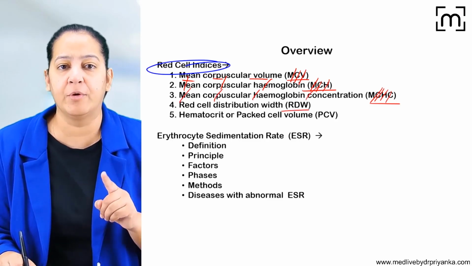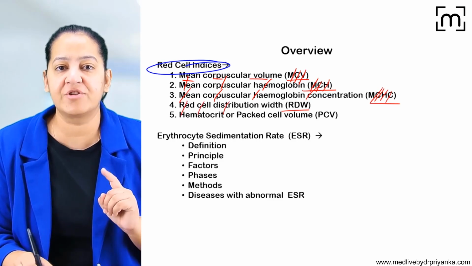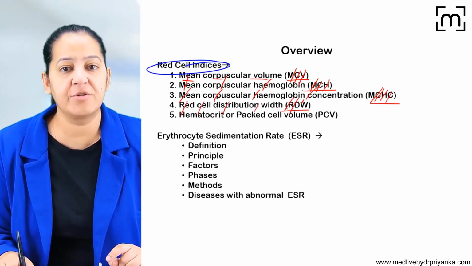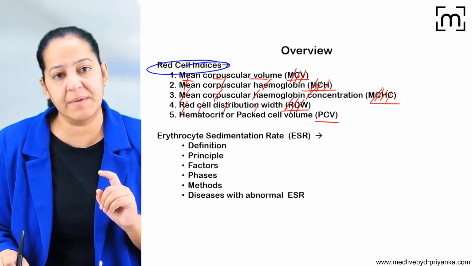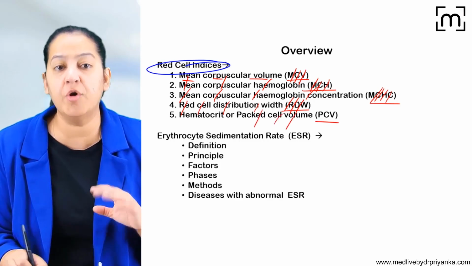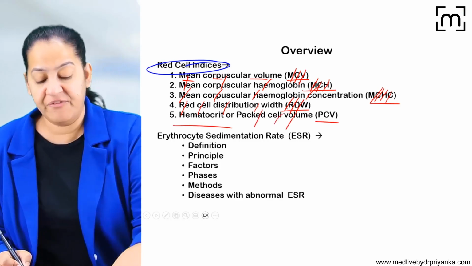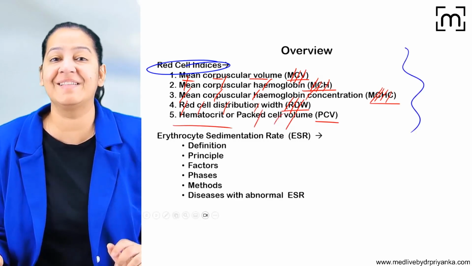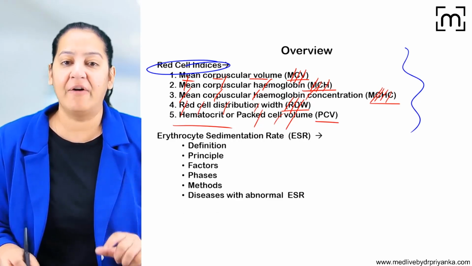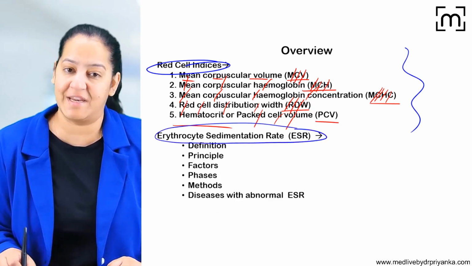The next is the RDW, that is red cell distribution width. And the last one is PCV, that is packed cell volume, also known as hematocrit. So first you learn the 5 types of RBC indices and their full forms, and after that we will see the details of erythrocyte sedimentation rate.